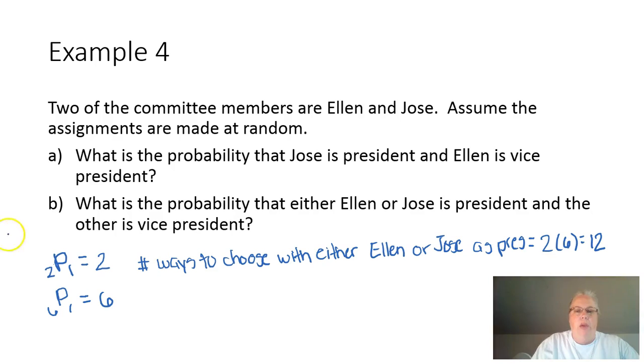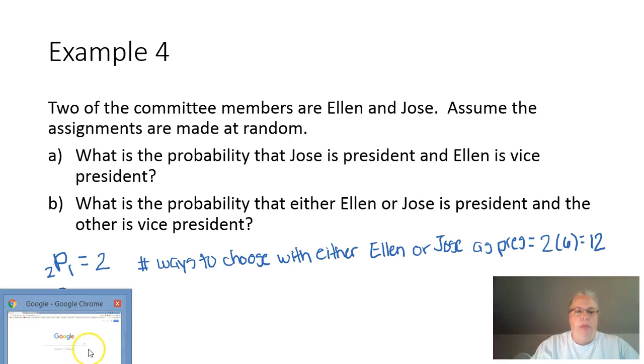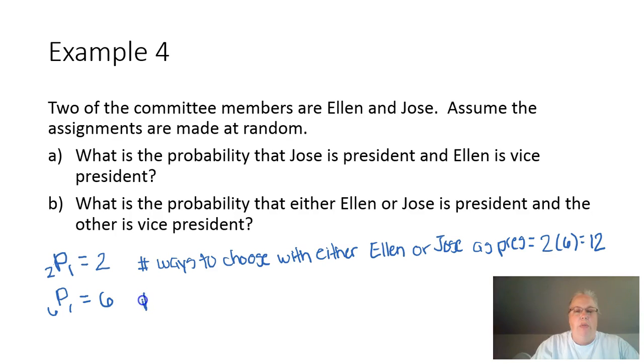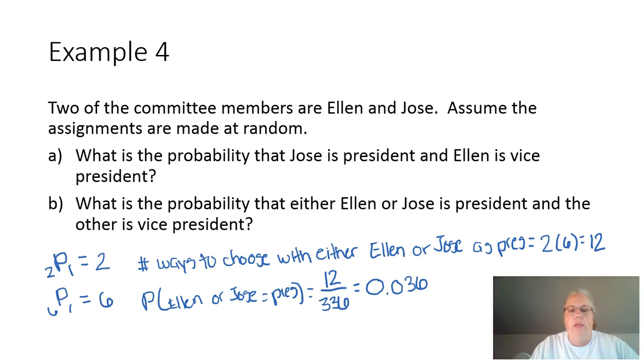Right? And so now we can go and answer the question that we were asked. That question was, what's the probability? So we are actually looking for the probability that Ellen or Jose is the president. This is going to be 12 out of 336. And when we get our decimal approximation out of the calculator, it gives us 0.036.